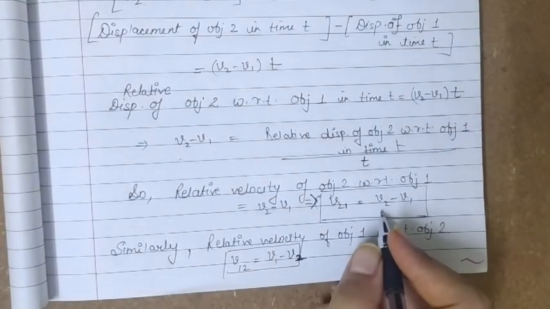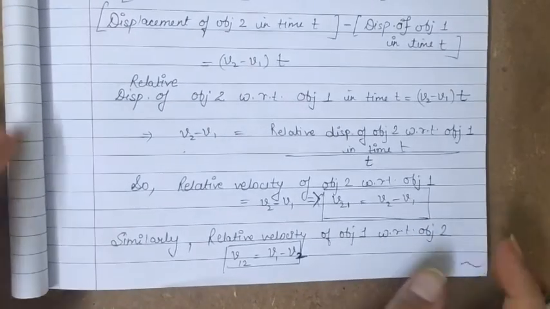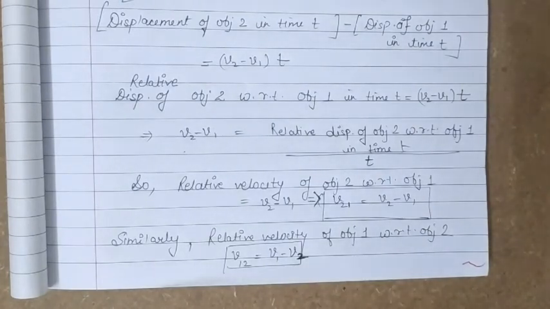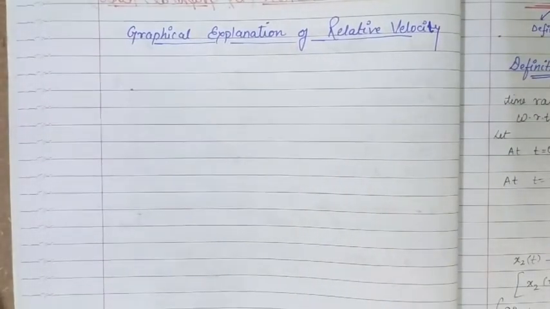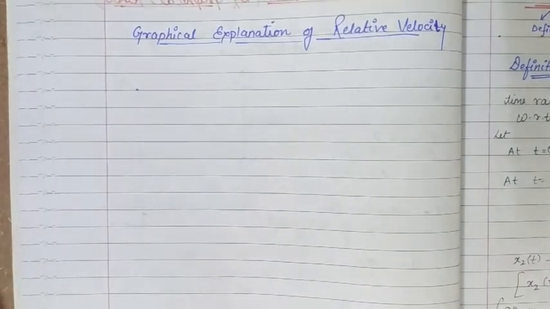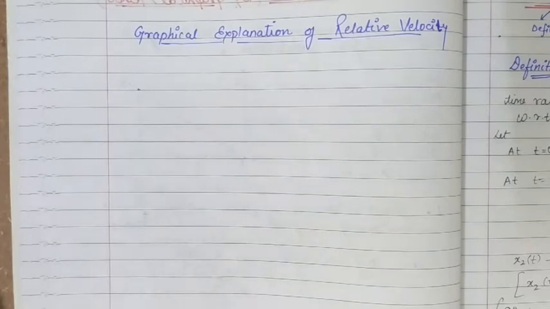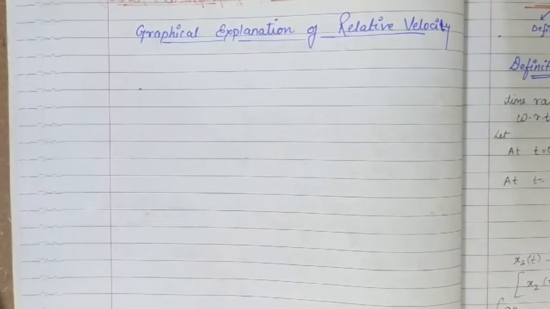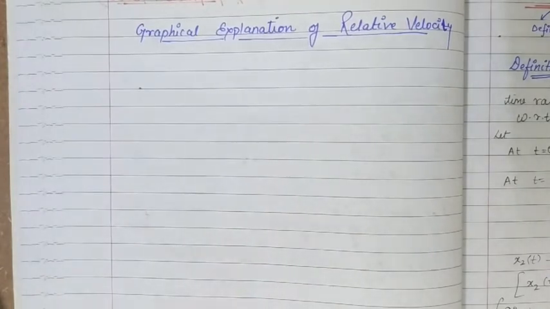v21 is the relative velocity of object 2 with respect to object 1 and is given as v21 is equal to v2 minus v1. This is how we can define relative velocity. Now we will move to the section of graphical explanation. Here we are going to use position time graphs for two objects moving along a straight line, and we'll discuss relative velocity in three cases: when it is 0, when it is positive, and when it is negative.